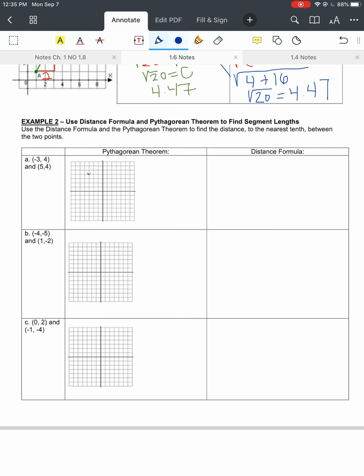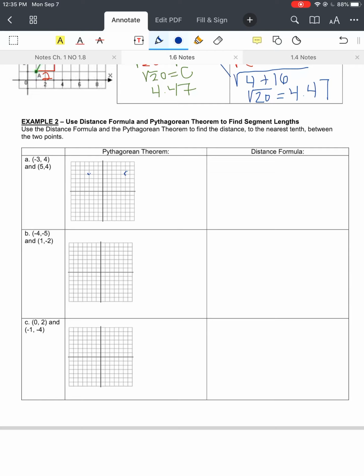So I did a dot. It's very small. Again, very hard to do on an iPad. And then 5, 4. So I'm going to go right 5, up 4. Again, hard to do on an iPad, but we're still trying our best.